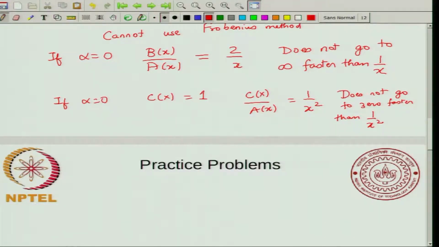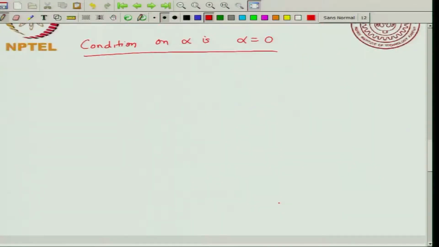Similarly, this goes to infinity. I am sorry, I am making this mistake repeatedly, but it should be go to infinity. So, c of x by a of x does not diverge faster than 1 by x square. Similarly, b of x by a of x does not diverge faster than 1 by x. So the condition on alpha is alpha equal to 0. If you want to use the Frobenius method, then alpha has to be equal to 0.